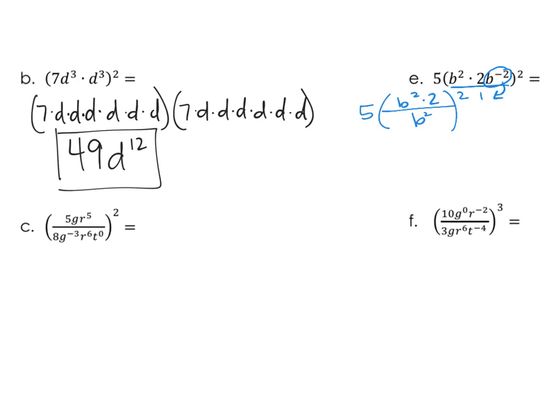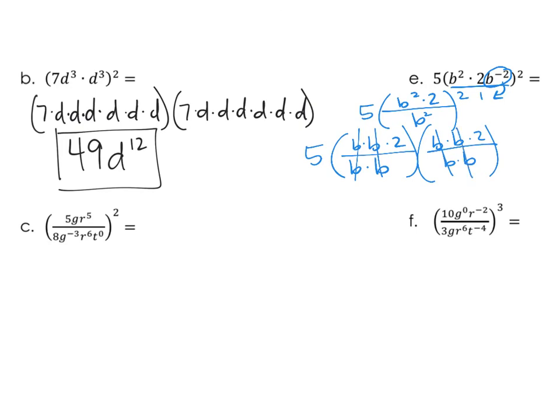Okay, so I have a 5 times a b times a b times 2, and a b times a b on bottom, and that set of parentheses is happening 2 times. Now I notice I can cancel some b's, so b's cancel, cancel, oh, they all cancel. So I'm just left with a 5 times 2 times 2, which gives me 20.